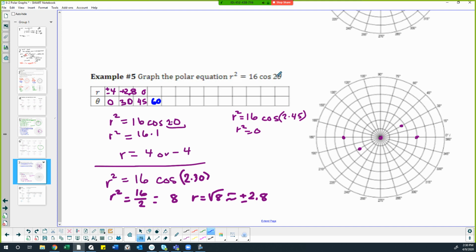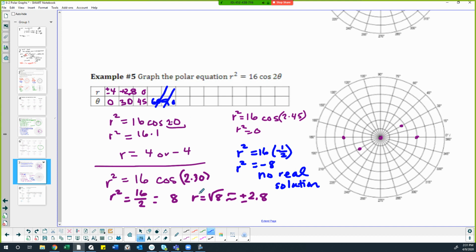60 times 2 is 120, and the cosine of 120 is negative. Ah, that's why. R squared equals 16 times negative 1/2. There's no real answer to that. So we can't even plug in 60 or 90. They're not going to work.